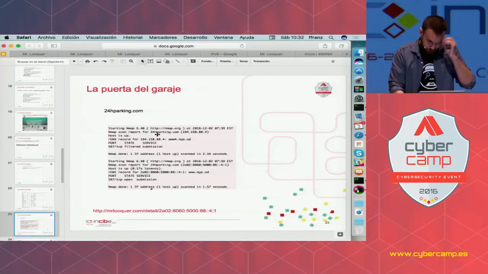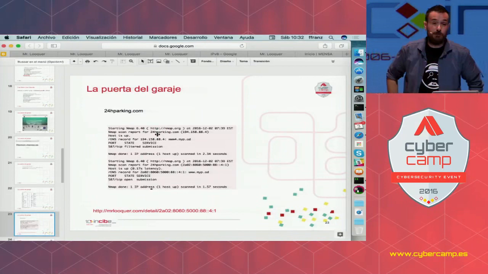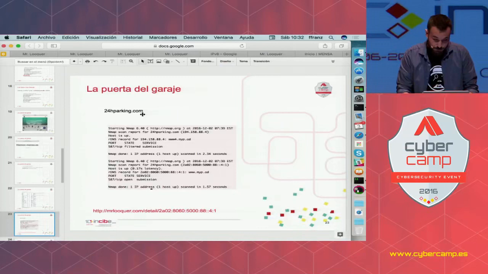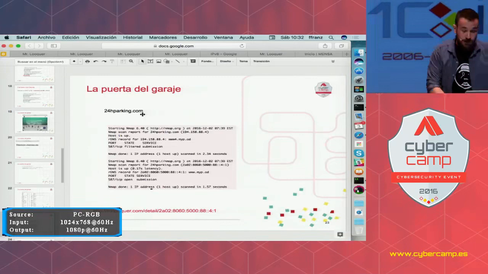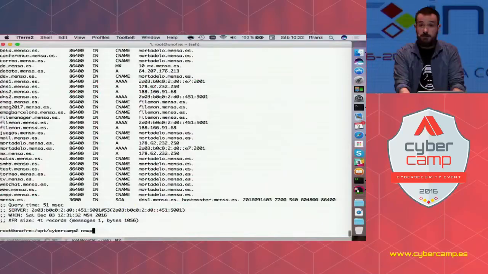And because this presentation is about backdoors, let us find any domain names with the name parking on it. And this is 24hourparking.com. Exactly the same thing happens with this service, but this time it seems that the issue is a firewall issue. I just did an nmap. You know what an nmap is?